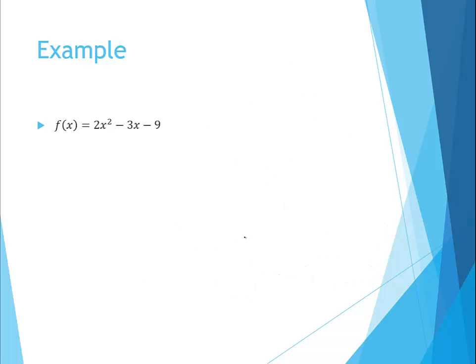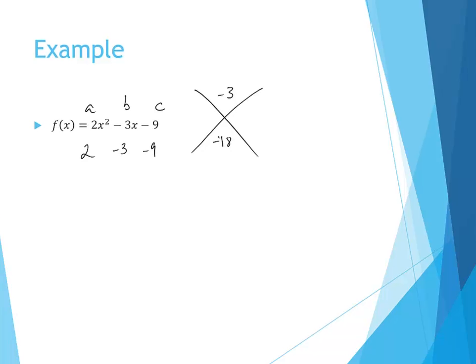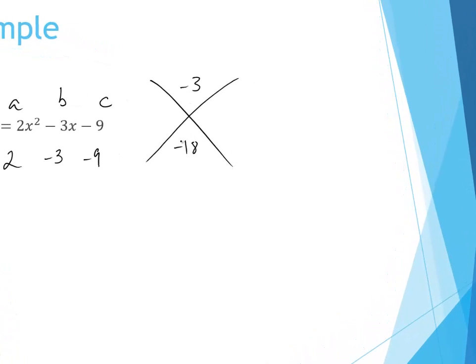Second example. First, label A, B, and C, which is 2, -3, and -9. Now make your X. On top is B, which is -3. On bottom is -18, because A times C is 2 times -9 equals -18. Then divide by A, which is 2. Then find the factors of A times C that add to B.